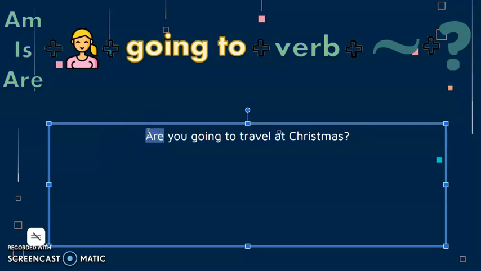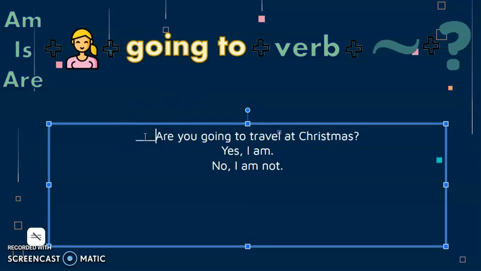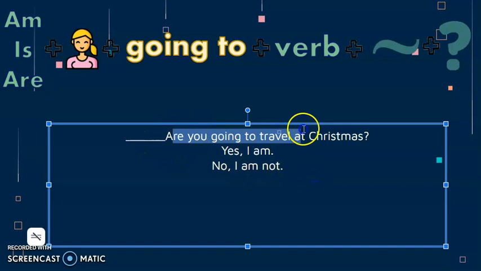If the question starts with is, or are, I have to answer yes or no. So in this case, yes, I am, or no, I am not. Now, if I want to make a WH question, I have to place the WH at the beginning of the question. Where, who, but the rest of the structure is not going to change.